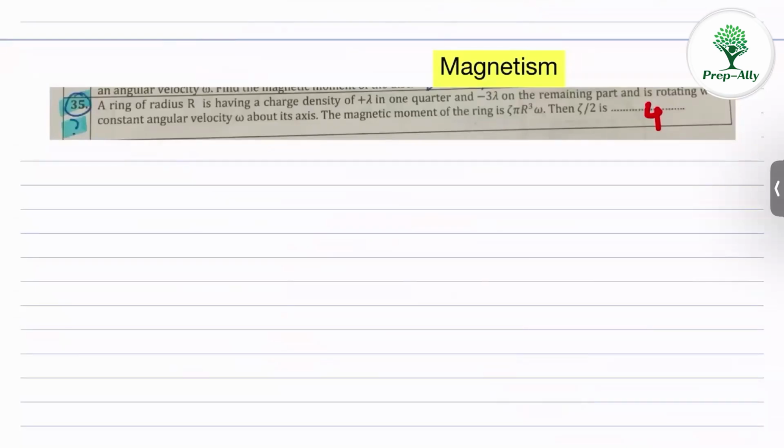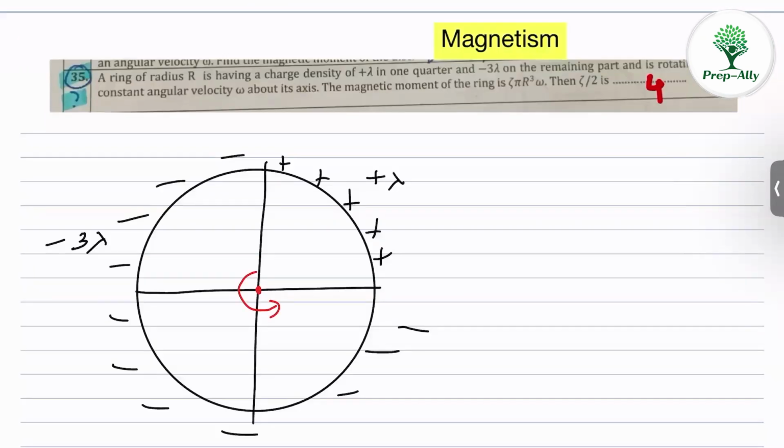Any doubt here? Can you explain these questions? Magnetic moment. What is the magnetic moment of this small element? Pi r squared into the current due to the small element.